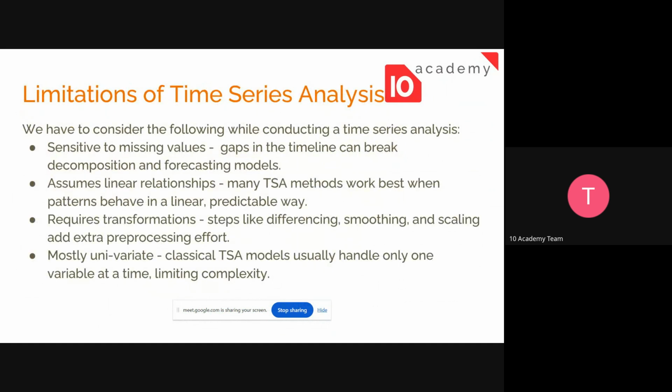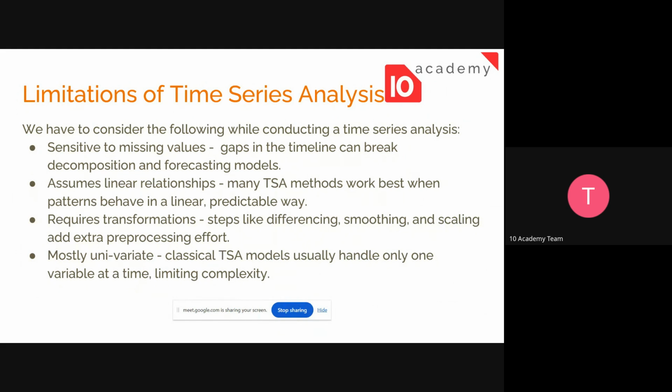Next, we are going to see the limitations of time series. What could we face when we do time series? Because everything has its flaws, we have to consider the following while conducting a time series analysis. They are very sensitive to missing values, like gaps in the timeline can break decomposition and forecasting models.